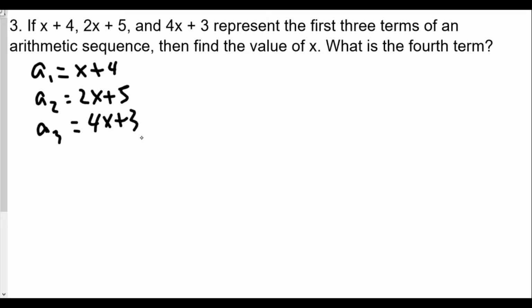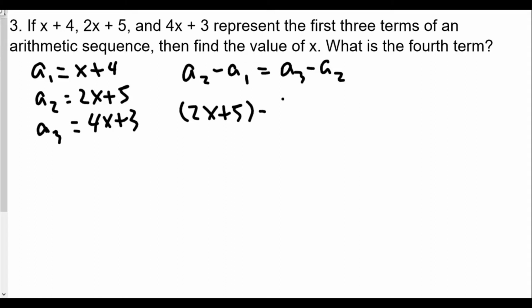And a3 is equal to 4x plus 3. And because it's an arithmetic sequence, we know that the difference a2 minus a1, our common difference, must be equal to the difference a3 minus a2. And we're going to use that to solve for x. So let's set this up: a2, which is 2x plus 5, minus a1, which is x plus 4, must be equal to a3, which is 4x plus 3, minus a2, which is 2x plus 5.